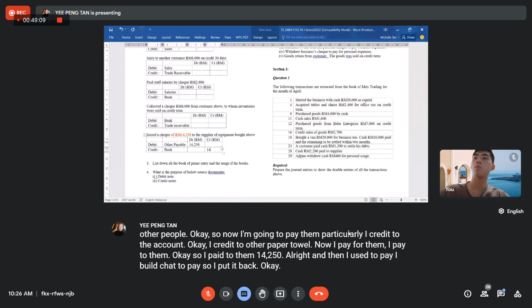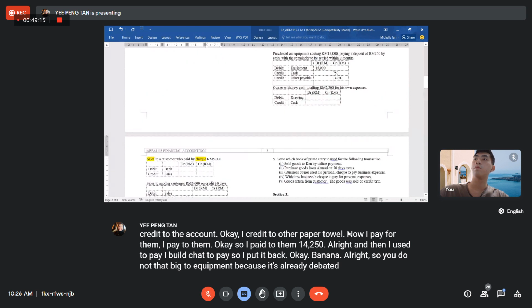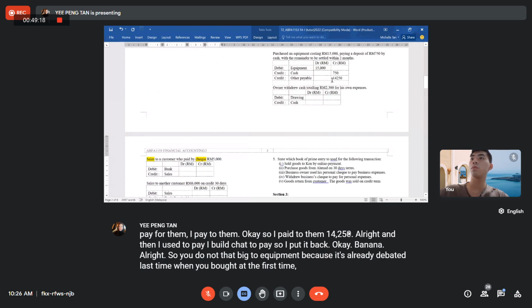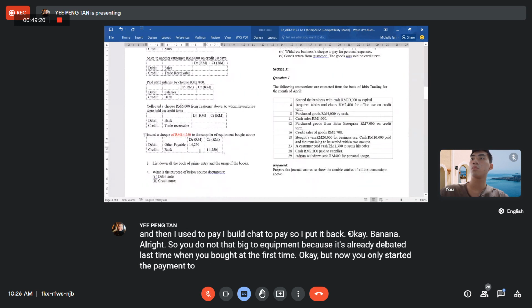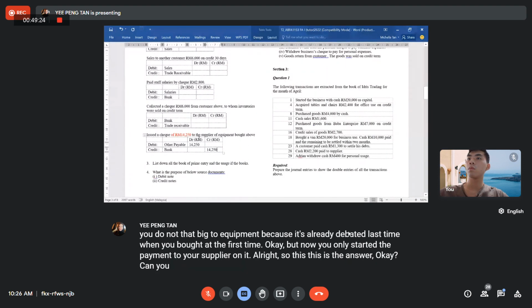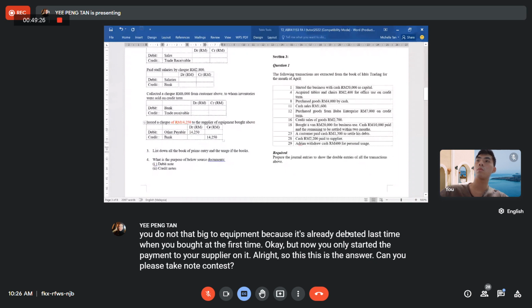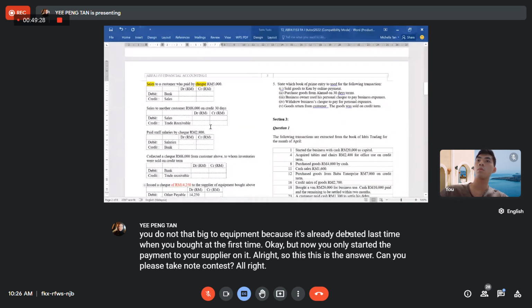Understand? You do not debit equipment because it's already debited last time when you bought it the first time. Now you only settle the payment to your supplier. All right, so this is the one. Can you please take note of this? All right, finished. Now we continue.